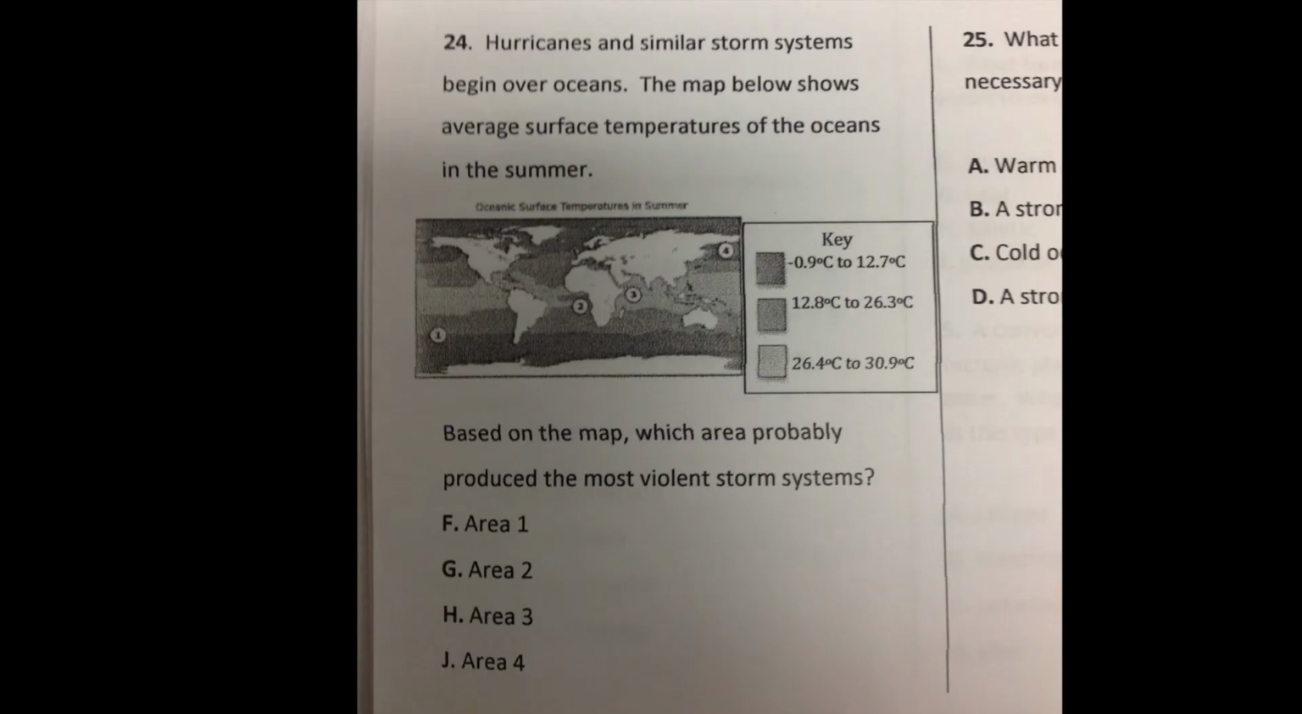24. Hurricanes and similar storm systems begin over oceans. The map below shows average surface temperatures of the oceans in the summer. Based on the map, which area probably produced the most violent storm systems? F. Area 1. G. Area 2. H. Area 3. Or J. Area 4.